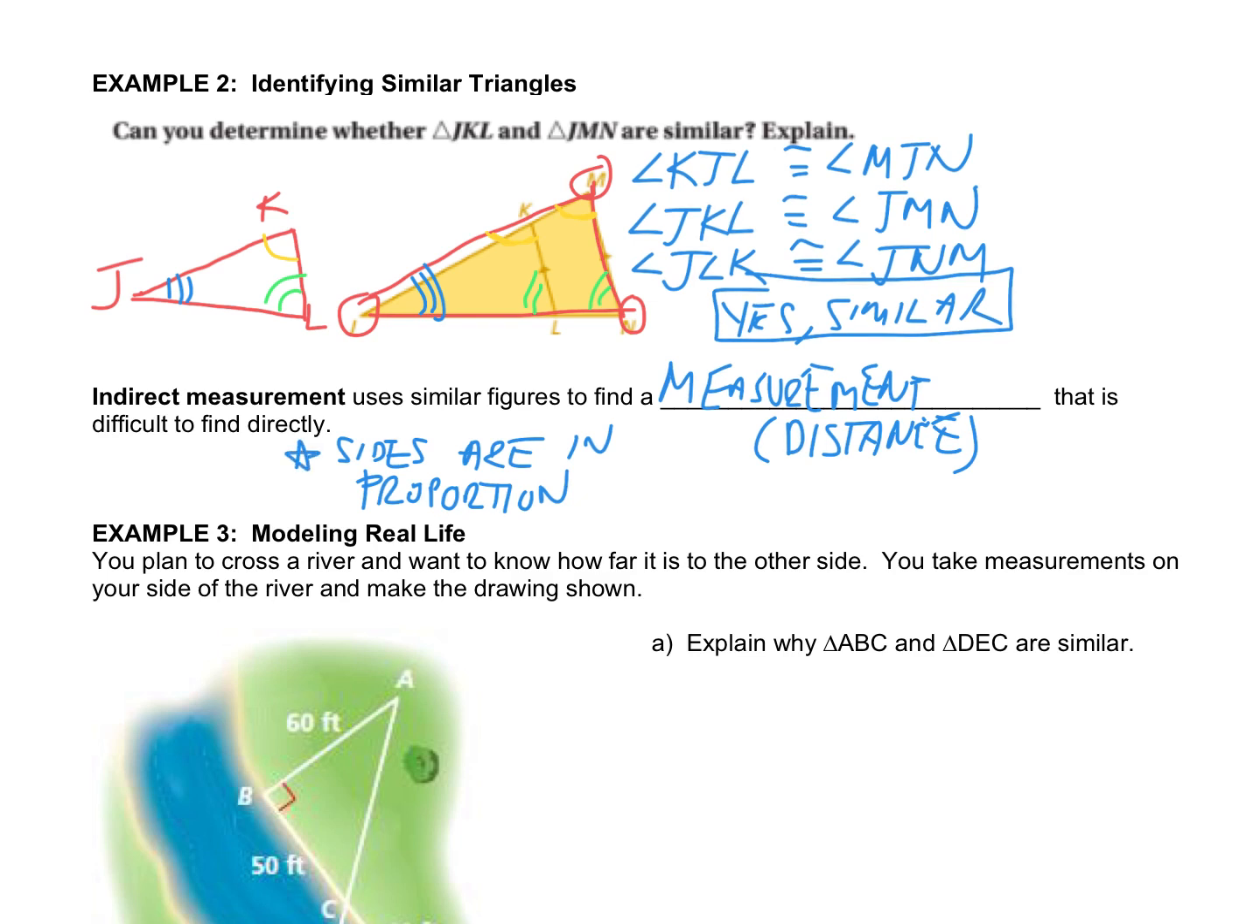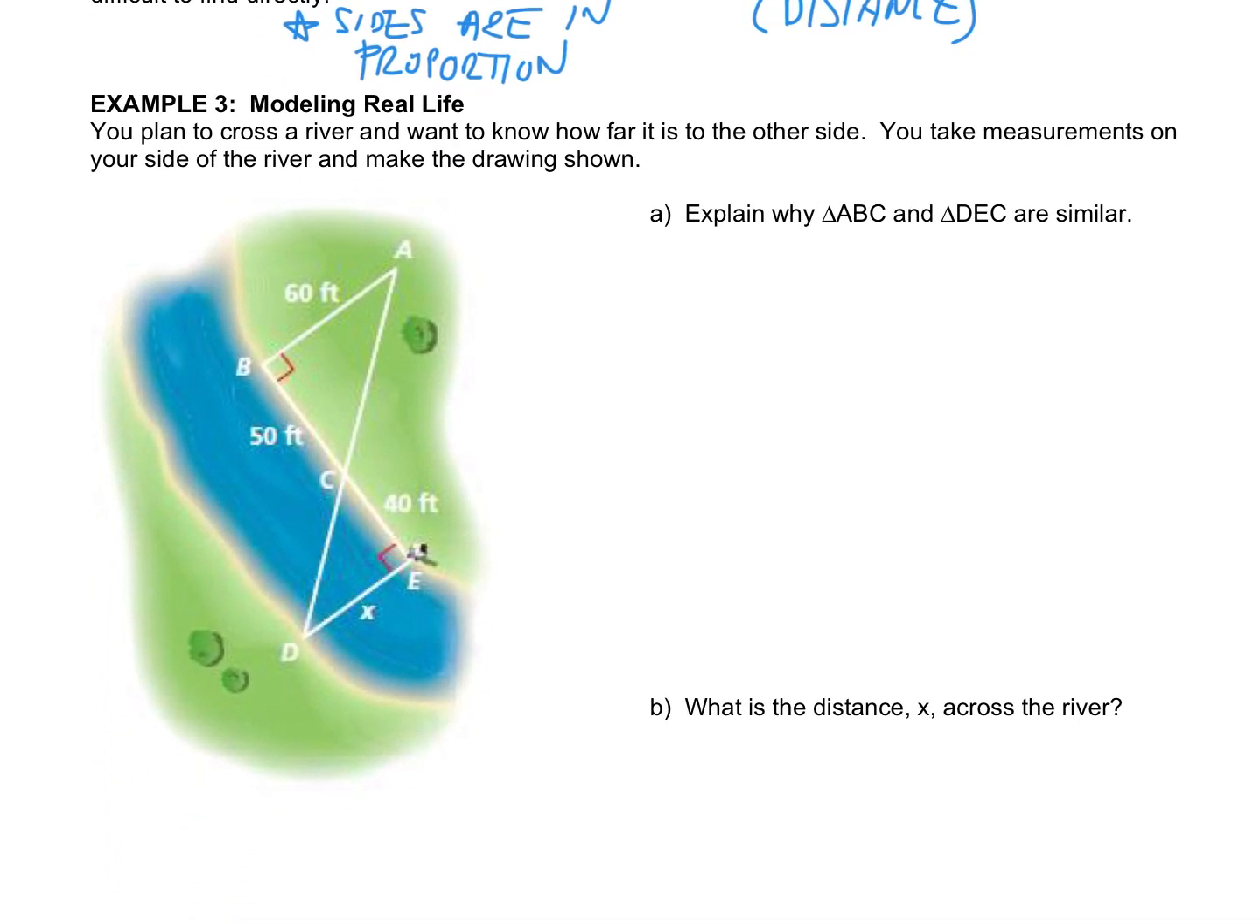Okay, so now we want to look at the situation here. We are planning to cross a river to know how far it is to the other side. You take measurements on the side of the river and make the drawing below. So we can definitely see some things. We can measure from here to here, which is 50, from here to here, which is 40, from here to here, which is 60, and here to here, we don't know.